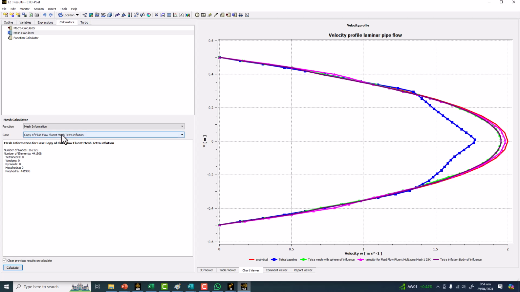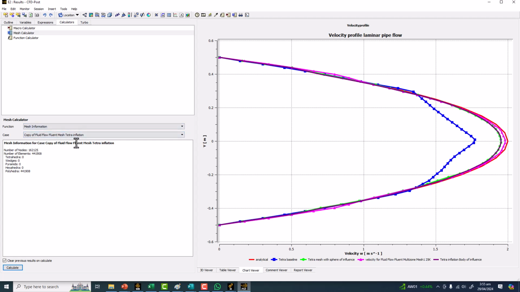Now this one contains around 441,000 cells, and this is only 160,000. This is the baseline mesh, and this mesh contains 516,023 cells. But you can see that even with the mesh with the sphere of influence, which contains 441,000, and the second one, 5 lakh something, they don't have any difference. So I think that even with a smaller number of cells, the data will be the same.